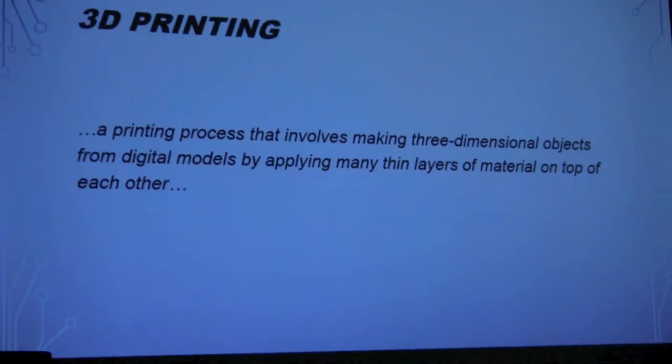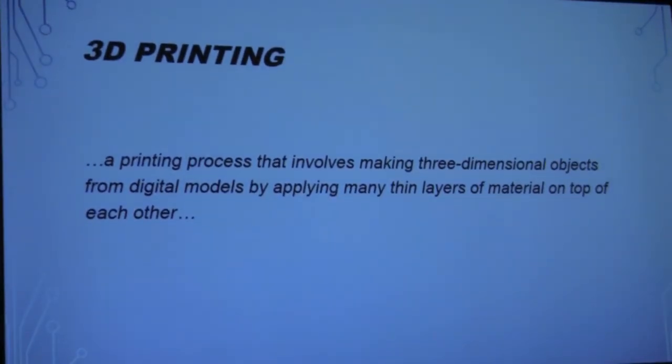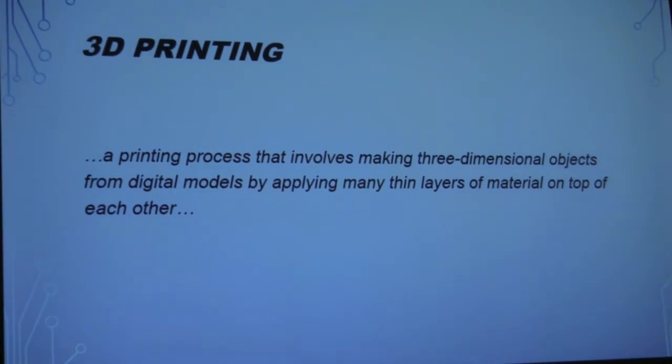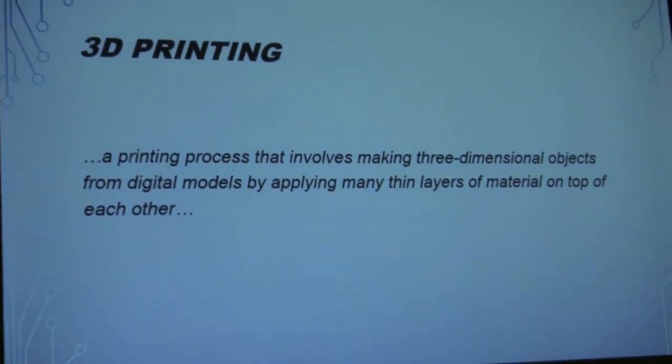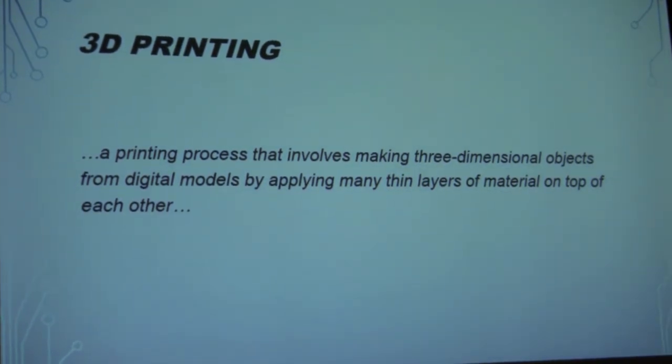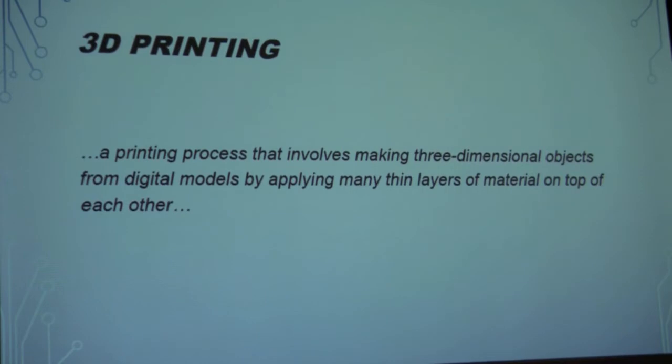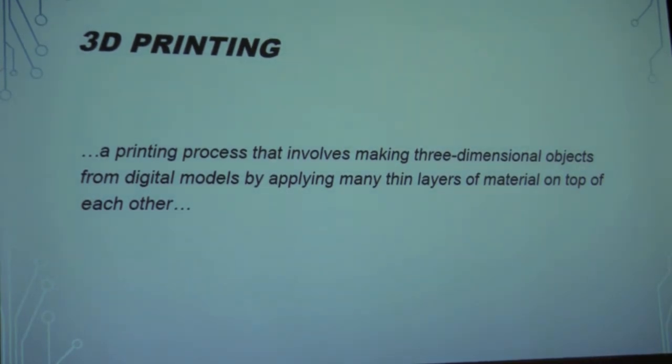So 3D printing itself is a printing process that involves making three-dimensional objects from digital models by applying many thin layers of material on top of each other. Pretty straightforward. You're just going layer after layer after layer, and we're creating an additive manufactured device.